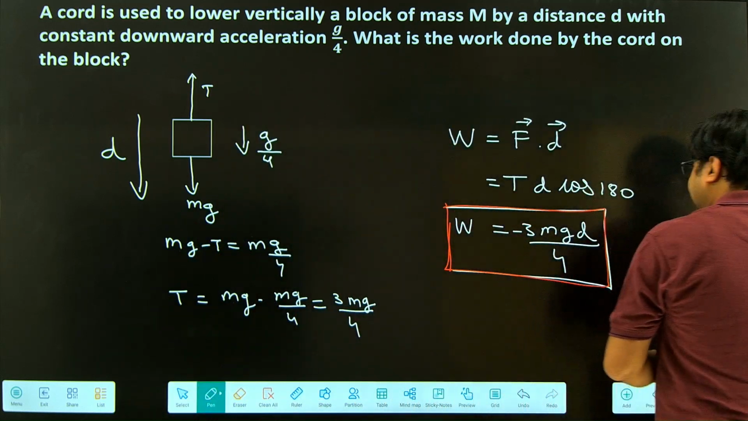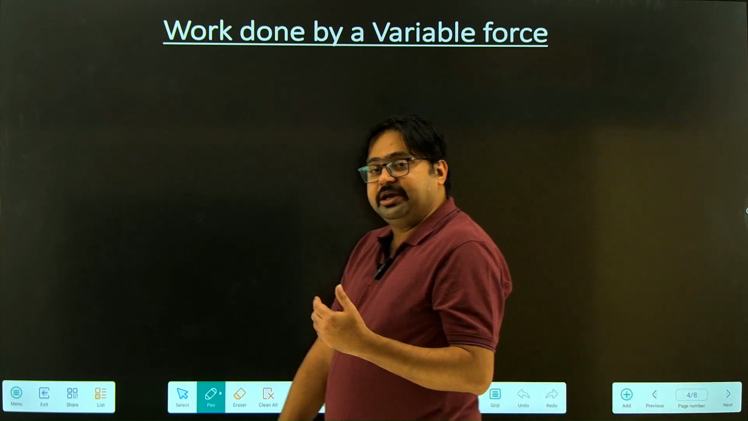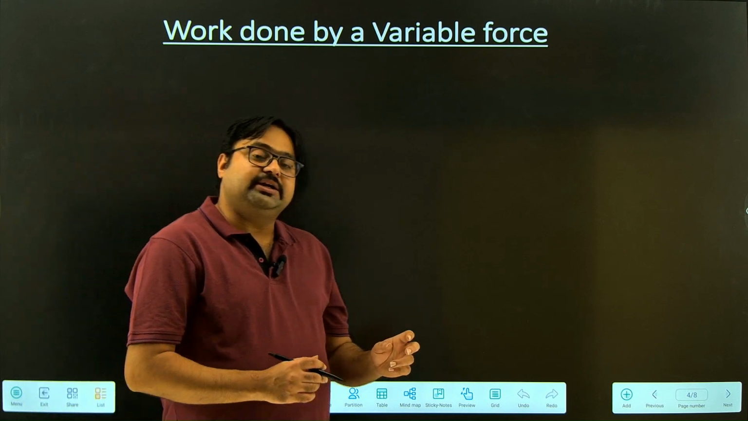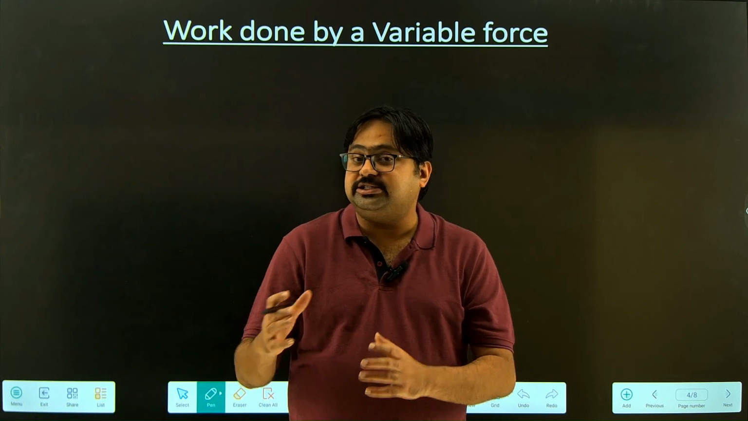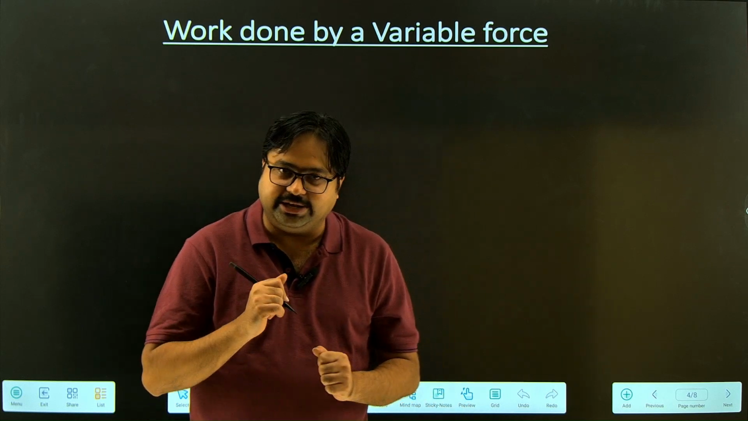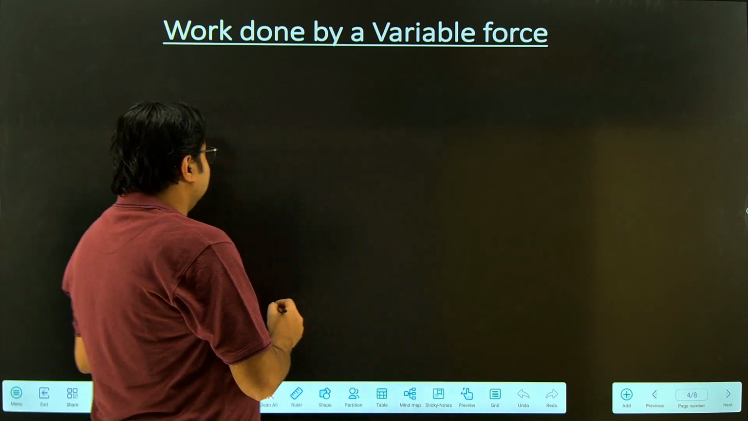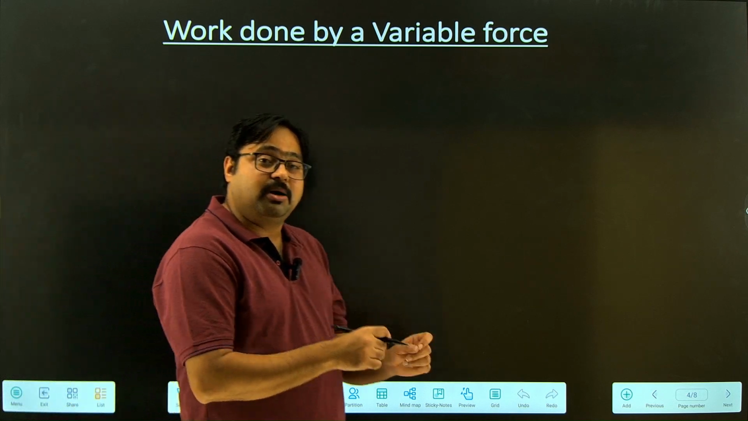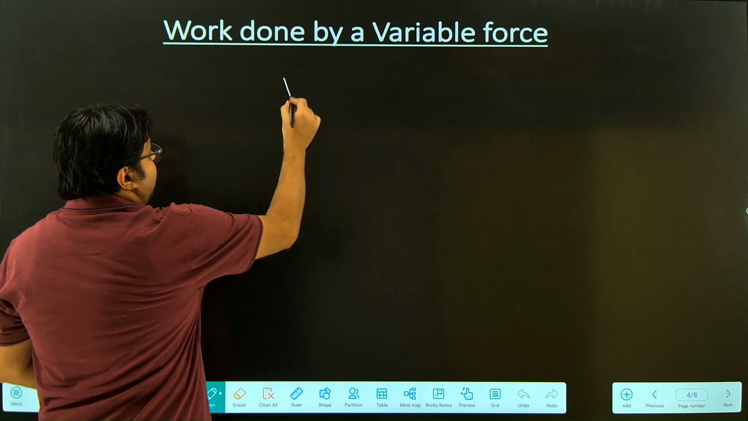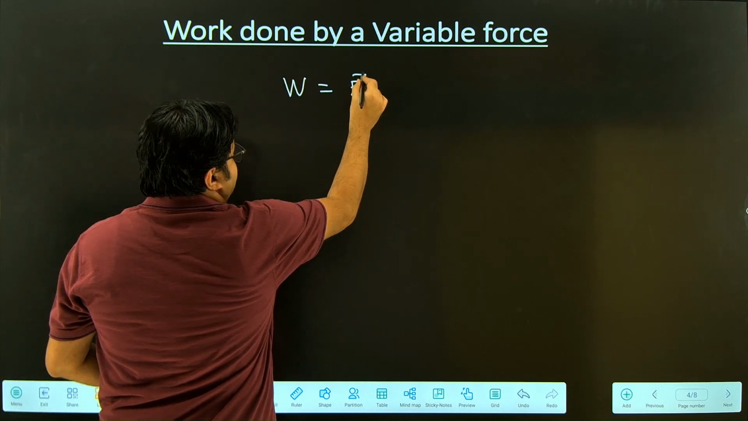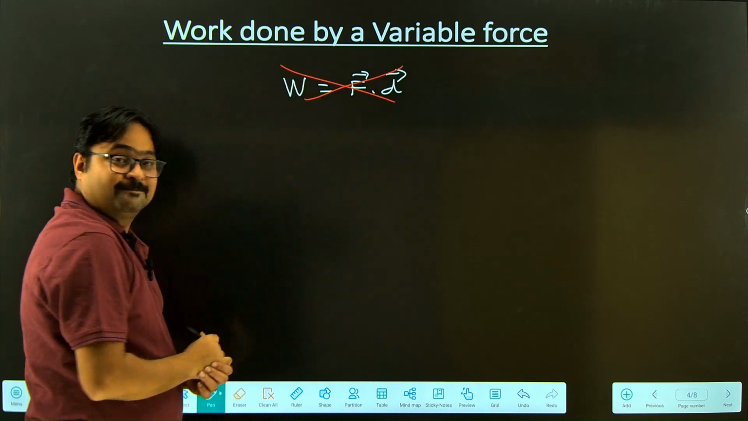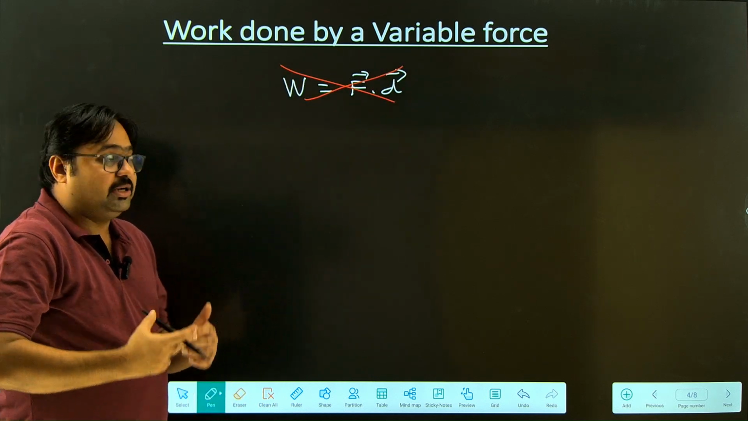Let's look at the next concept, which is the work energy theorem for a variable force. We have looked at how to apply the work energy theorem in case of a constant force. One tiny thing that's going to change in this case is that the force acting on the body does not remain constant. So you cannot write work done is equal to force times displacement. You cannot write this. Then what is to be written?